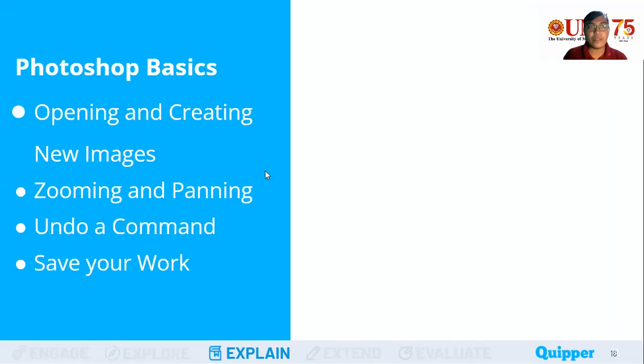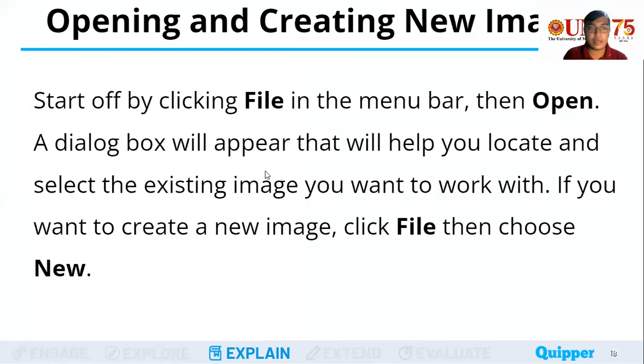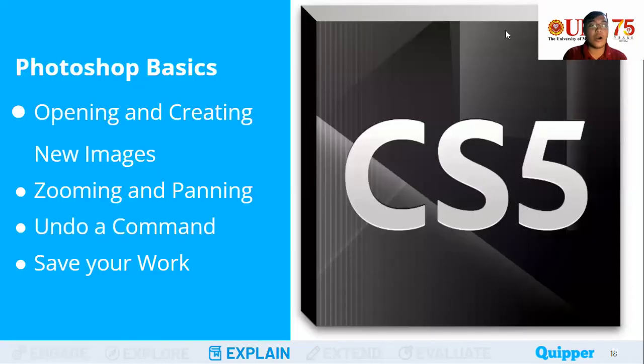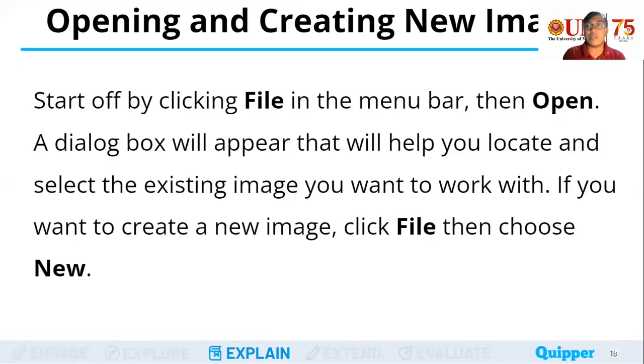Okay, so here are the Photoshop basics: opening and creating new images, zooming and panning on the document, and you can save your work also. Photoshop basics. Opening and creating new images. Okay, how? Of course, at the upper left side, File in the menu bar. Then open a dialog box.